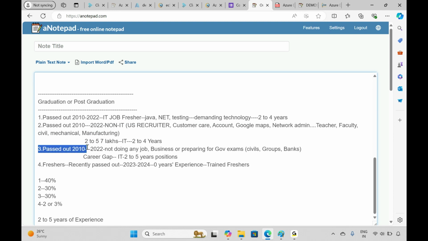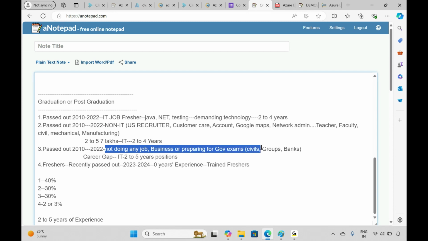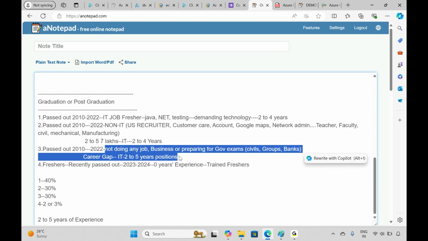In the third category, they also passed out, but they were not doing any kind of IT or non-IT job. They are just doing a business or preparing for a government exam, civil services, banks, and they have some career gap. Now they want to come to IT by learning this Azure data engineering course. Obviously, this kind of people also apply for experienced jobs only, in the 2 to 5 years of experience range.